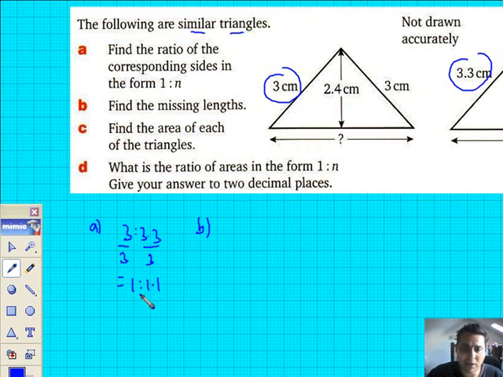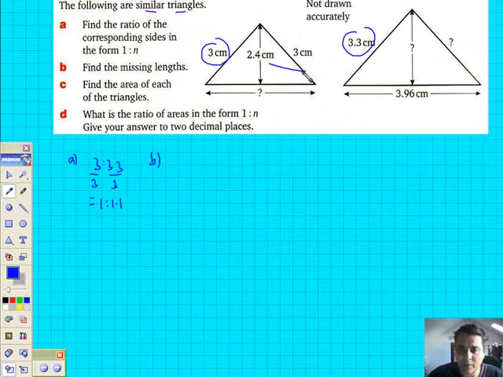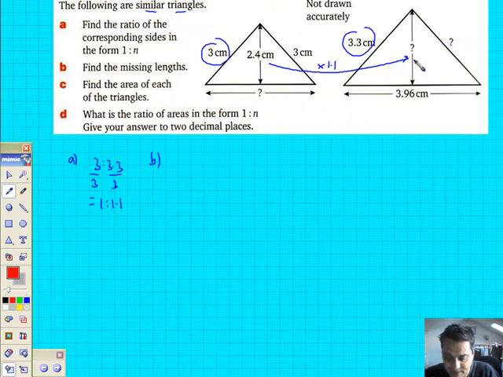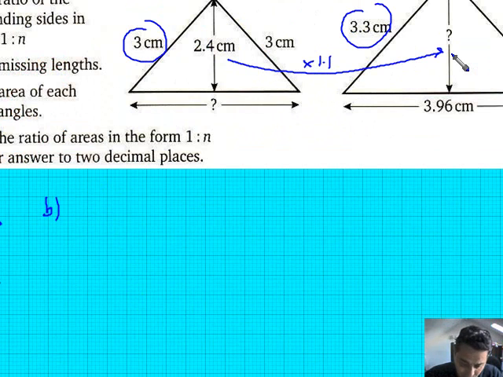Well, I know the enlargement is going to be multiplied by 1.1. So I'm going to go from 2.4 to this mystery height multiplied by 1.1, and let's put the answer just there on this side here. I won't show all the steps. So I'm saying 2.4 multiplied by 1.1, that will give us a height of 2.64.